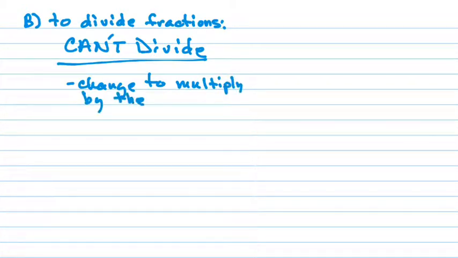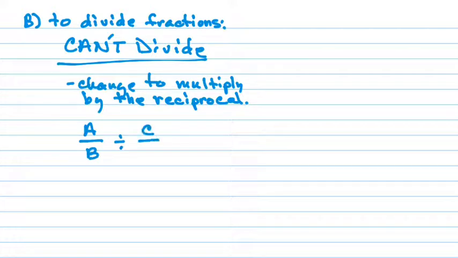by the, anybody remember the fancy word? Starts with an R. Reciprocal. Multiply by the reciprocal. So here's what's going to happen. If I have some A over B divided by some C over D, right?